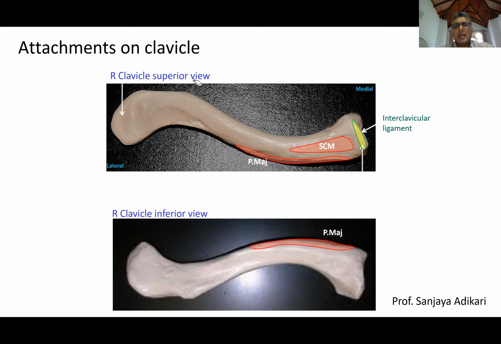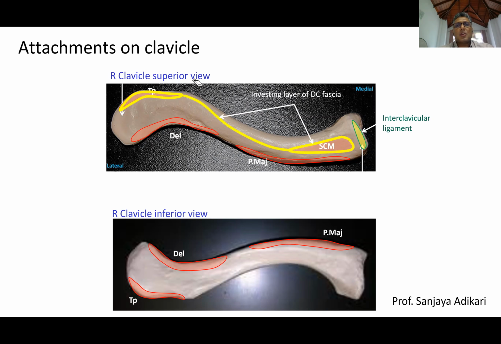So you can see the attachment in both views, superior view and inferior view. That's what I have shown here. Then the deltoid is attached to the lateral end of the bone on the anterior border. Then the trapezius is attached to the lateral end of the bone on the posterior border.